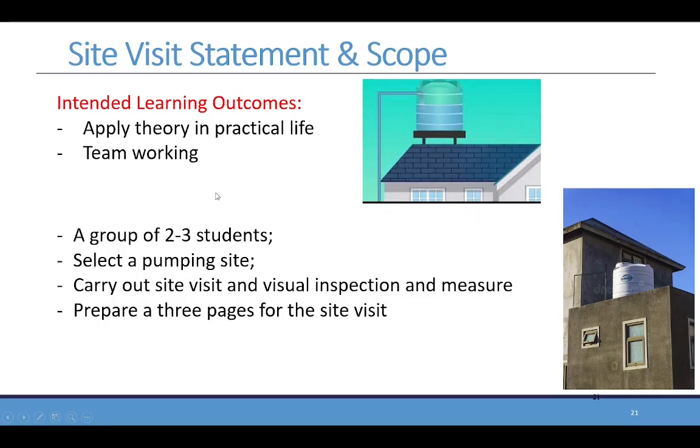The students will be asked to form groups of 2 or 3 students and to select a pumping site by themselves. This might be their own homes or houses, and to do some simple visual inspections and some simple measurements, to calculate the head and to draw the system curve of the pump, and also to prepare a 2 or 3 page report, a simple report that summarizes the conclusions of this site visit.